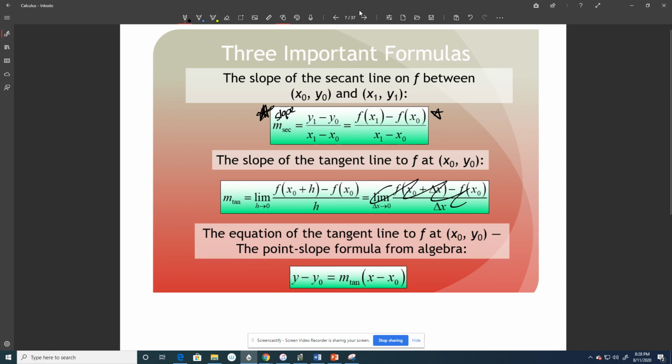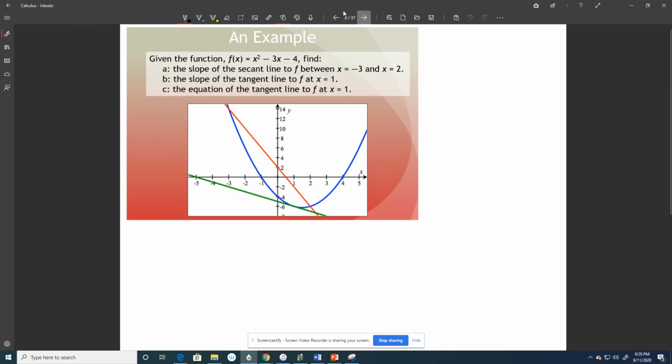And then at the end of the day, we'll have one problem where you need to use your point-slope form from algebra. And just remember, you take your y minus your y naught, and that equals your slope multiplied by the x minus the x naught. So we're going to use those. Make sure you have them written down somewhere.